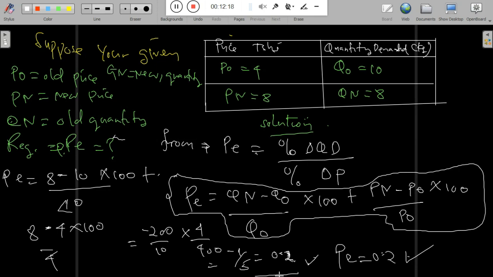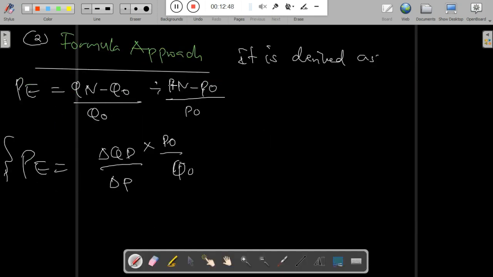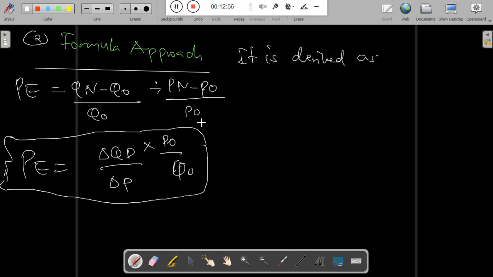It will be better now to learn how we can calculate the price elasticity of demand by using the formula approach. Although the formula approach is derived from the above formula, in our case here we are going to apply another simple formula in calculating the price elasticity of demand, known as the formula approach.